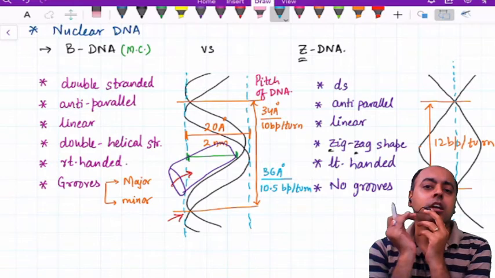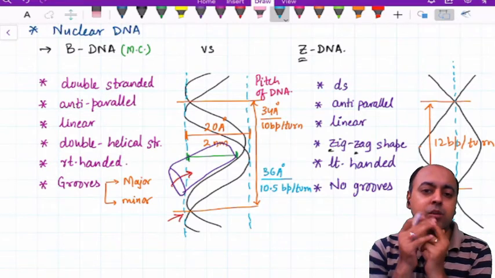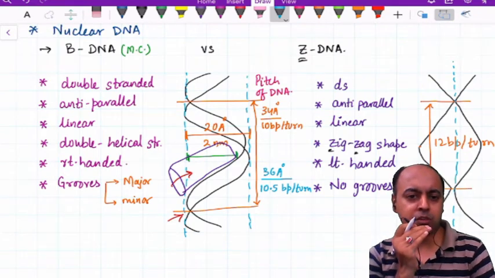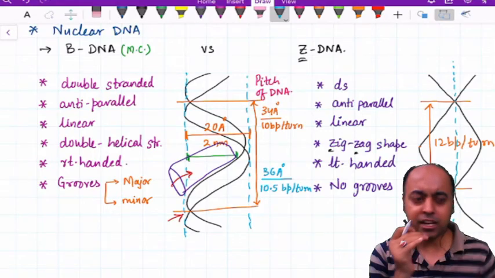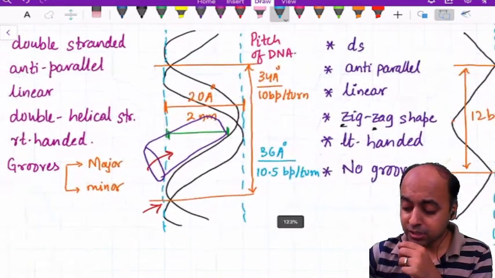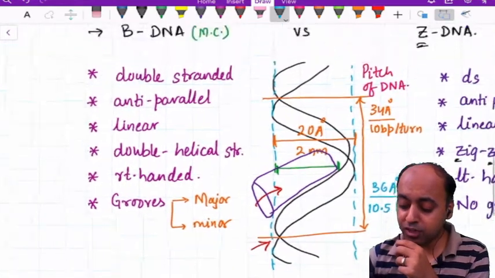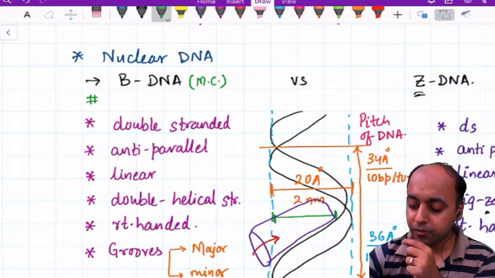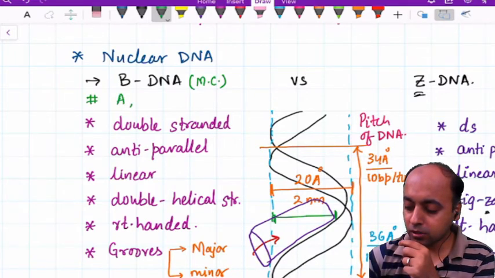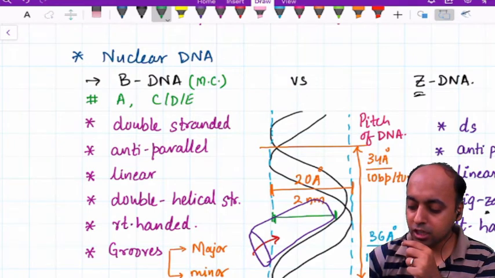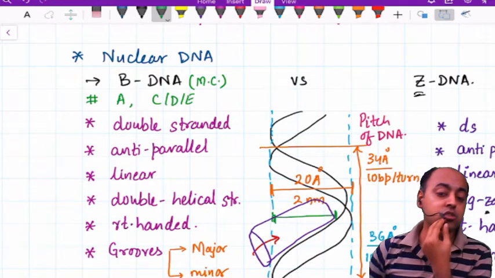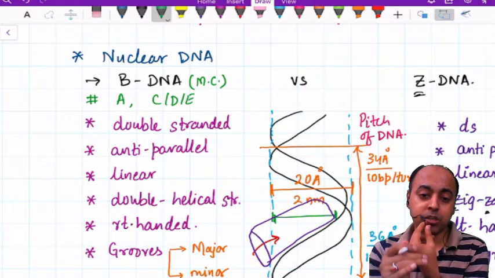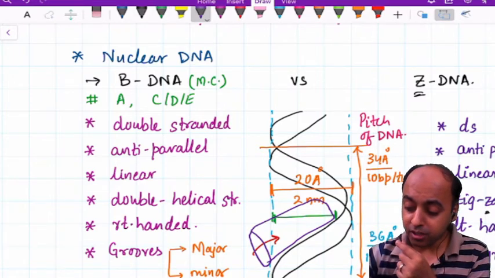Now, sometimes you can get a general question, a 5-mark question: write a detailed description of the nuclear DNA. So obviously you will write about the B form DNA and the Z form DNA. At the same time, you should not forget that besides the B and the Z form DNA, there are some other conformations of the nuclear DNA, the A form, the C, D, or E form. These are additional conformations. However, they are very similar to the B form DNA. Their basic properties are similar to the B form DNA.